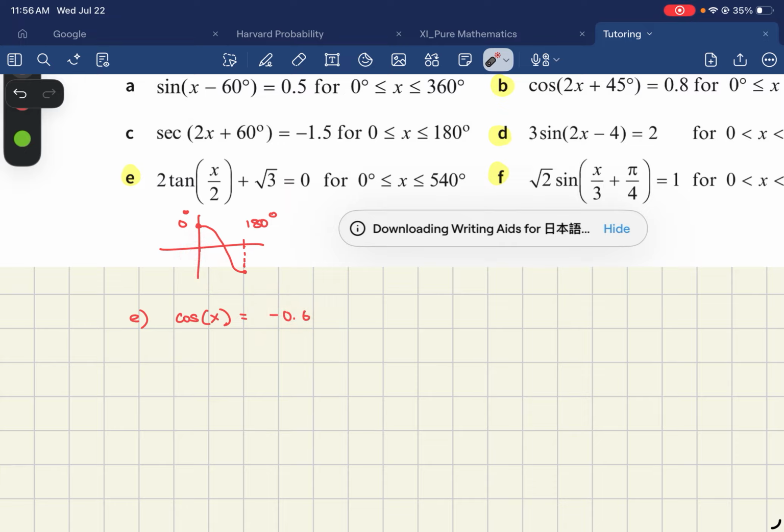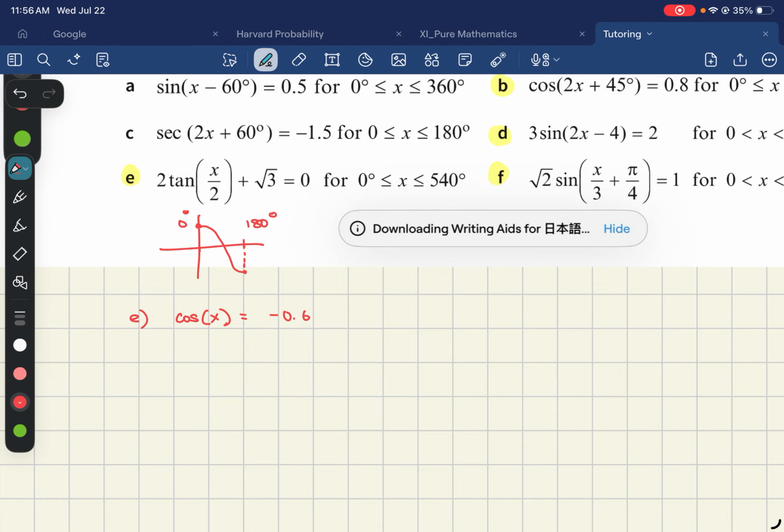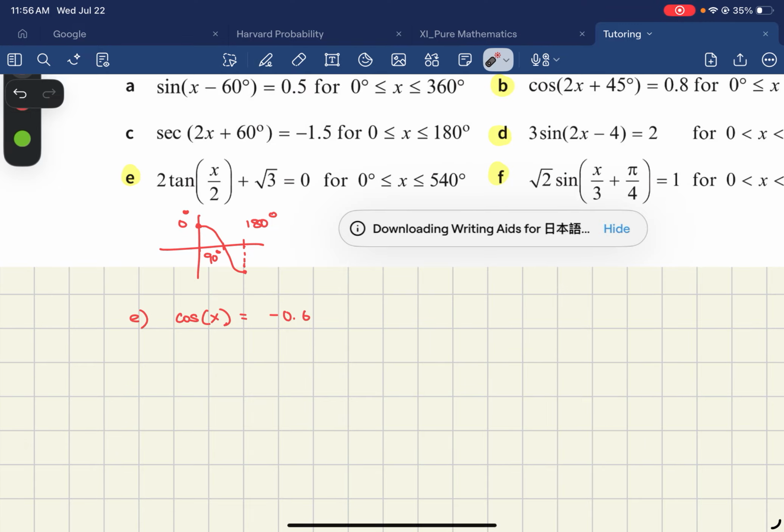y-axis, then your angle, this 0 is at 90 degrees, right? When you take cosine inverse, your angle is going to be between 90 and 180. If your output is negative, your angle is going to be here, between 90 and 180. If your output was positive, your angle was acute.